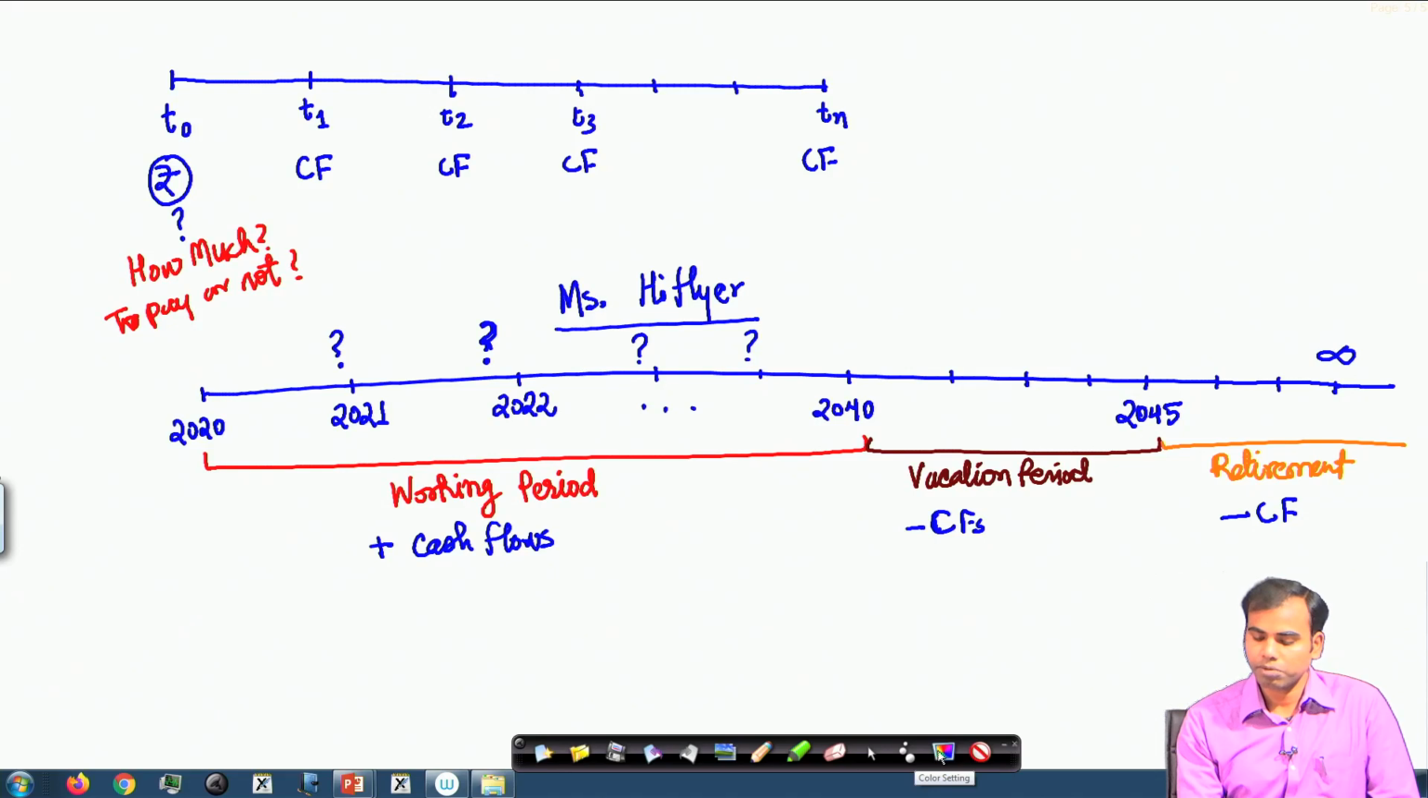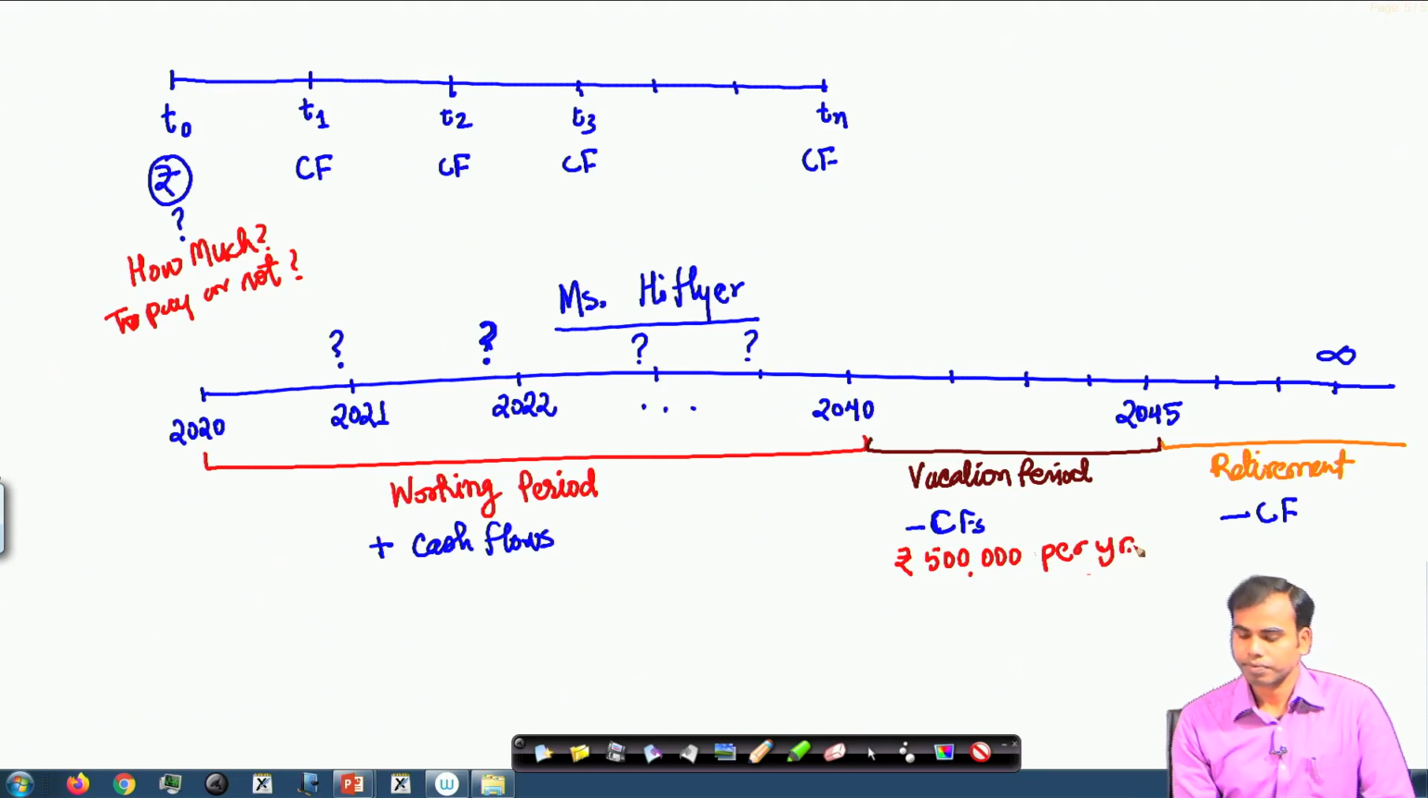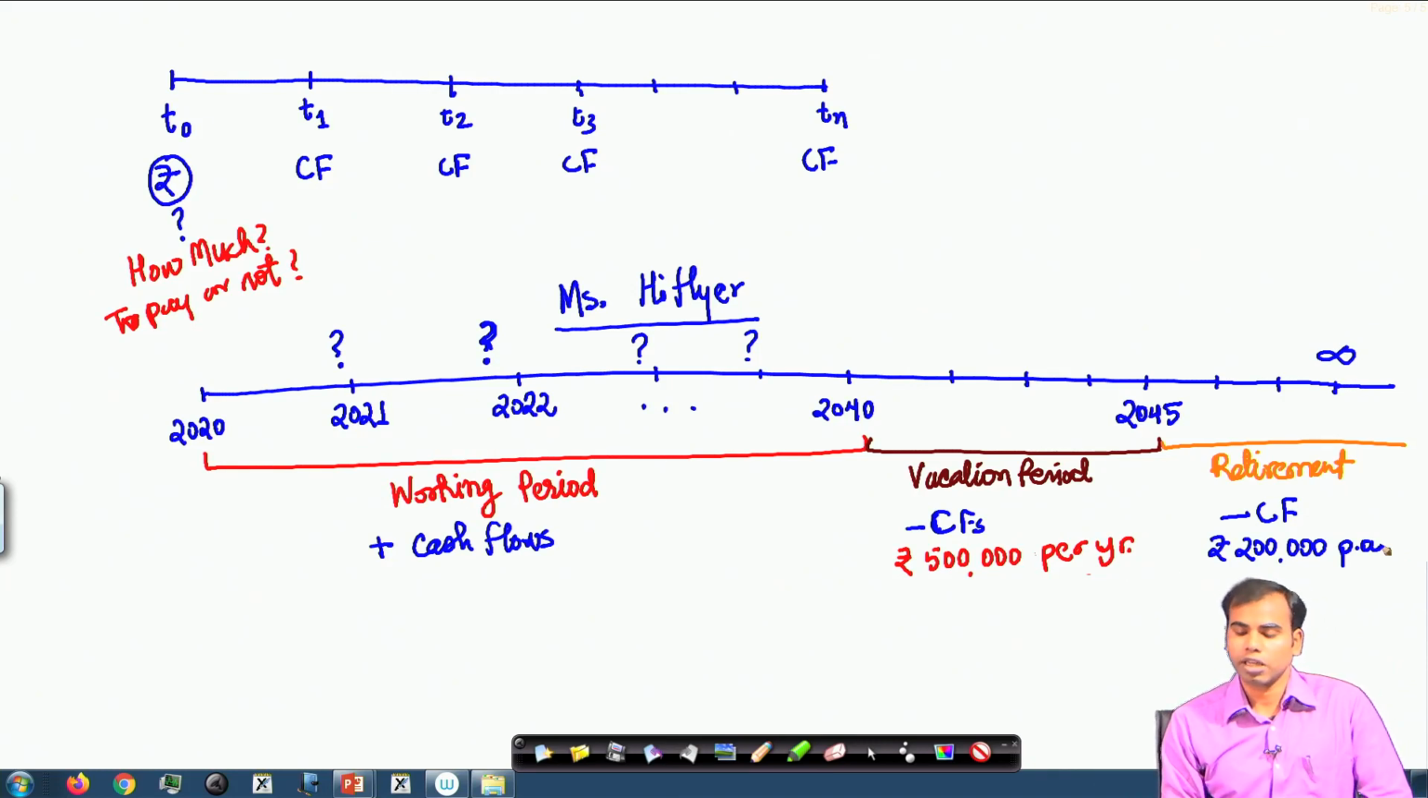So, if we put some hypothetical numbers here, let us say that for the vacation period she needs 5 lakh rupees every year. So, what it means is that for every year of vacation she will spend 5 lakh rupees, and for retirement, although this is a very generous retirement scheme, she will still need 2 lakh rupees per year for her retirement plan.